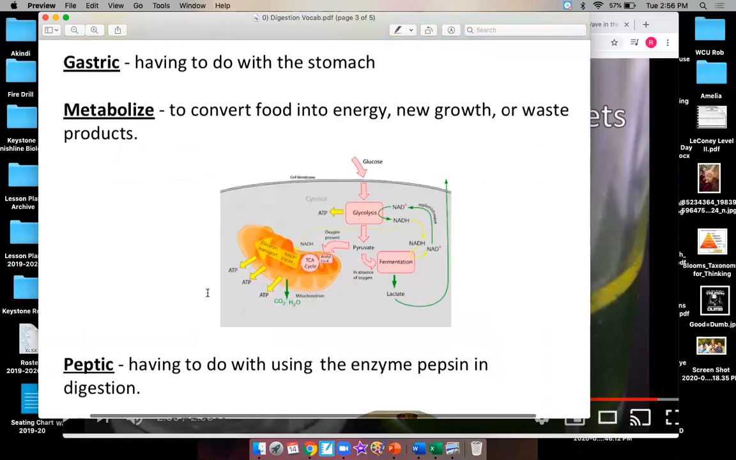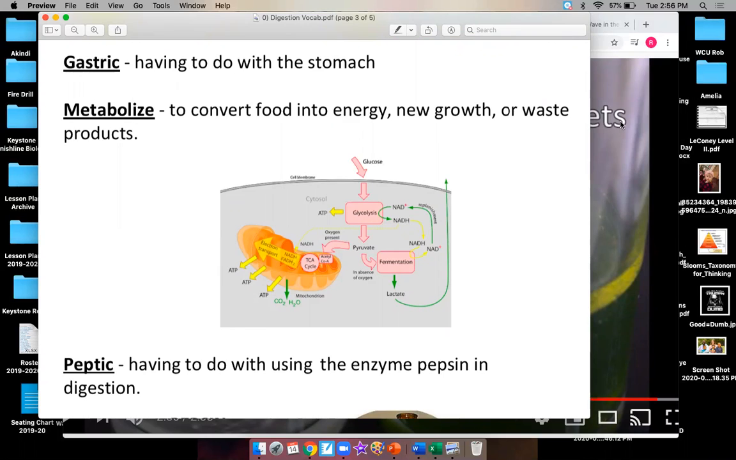Metabolize. This is actually not a brand new word, right? We talked about metabolizing in Bio 1 when I talked about cellular respiration. That's what you're seeing in this picture. You eat glucose, that's your sugar, by the way, if you don't remember Bio 1, has all of your energy. You metabolize the glucose by turning it into ATP, a molecule that you are able to use as energy. So you convert food into energy, also into growth.